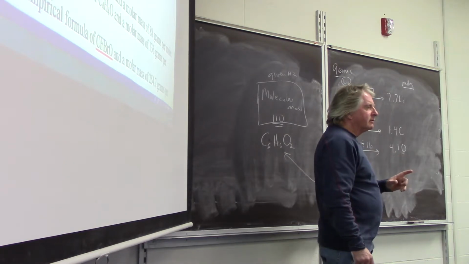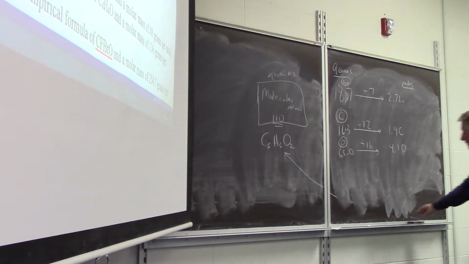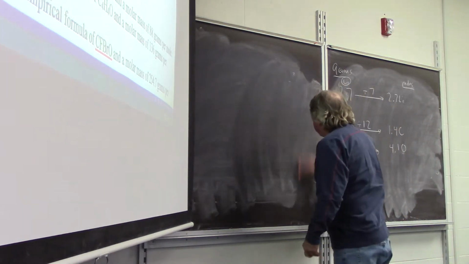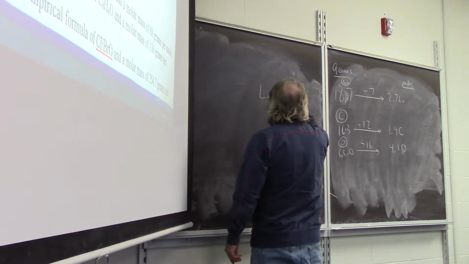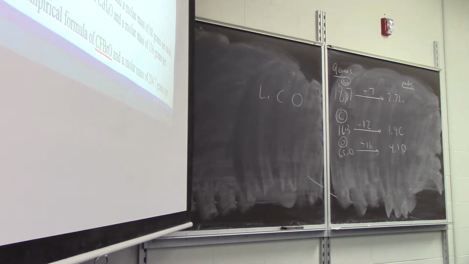The other thing is that before we do that, let's take a look at what we got up there. We have lithium, carbon, and oxygen. Okay, what kind of compound is that going to be? Ionic or covalent? Ionic, right, has metal in it. Okay. Is it going to be binary or tertiary? Tertiary, all right.